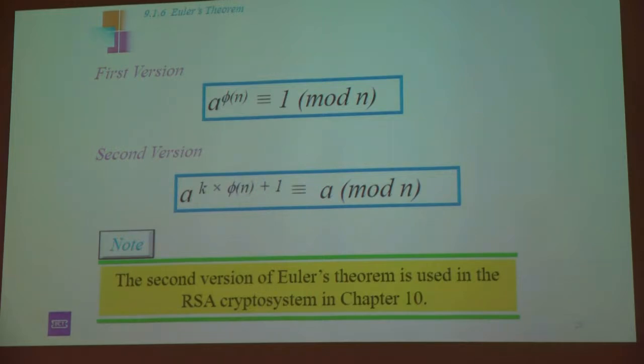Here we come to Euler's theorem. We're moving on to theorems. What does Euler's theorem say? It does not talk about primes; it talks about an integer n. It's a generalization of the previous one. If you have an integer to the power of phi of n, how do we calculate phi of n? What is phi of n?